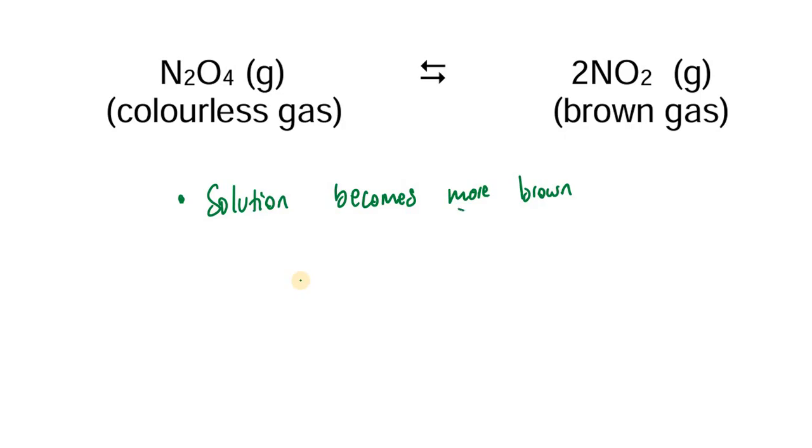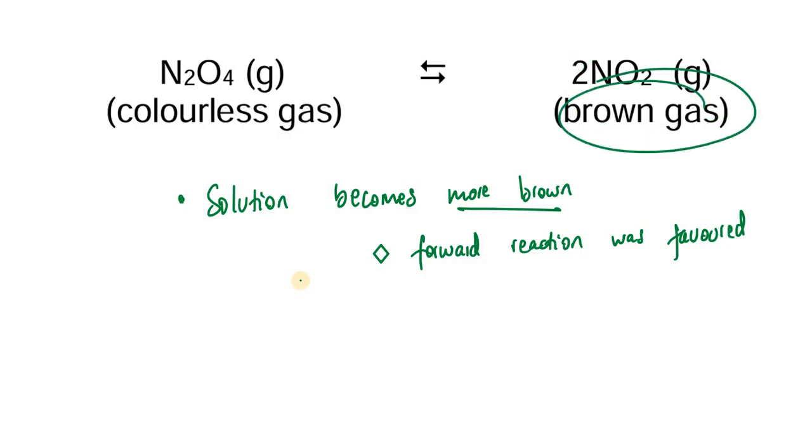If the solution becomes more brown, this means the forward reaction was favored. That is the first thing. It means the forward reaction was favored. How do we know that the forward reaction was favored? This is because the solution became more brown. If it becomes more brown, it means you are forming more of this 2NO2 because that is the brown gas. So the forward reaction was favored.